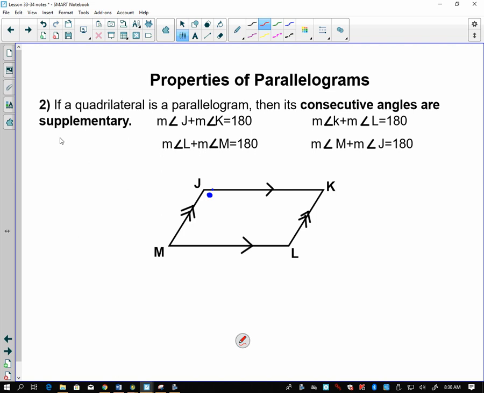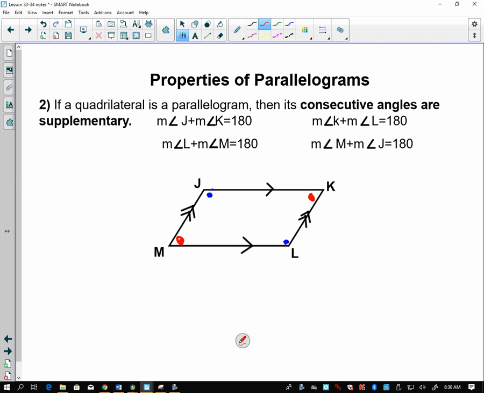Well, let me ask you this question. What angle is opposite to angle J? L. Easy. J and L are opposite. So if it's not opposite, it is consecutive. Is angle K opposite to angle J? No. So it is therefore consecutive. What else is consecutive to angle J? Angle M. So in a quadrilateral, an angle will have 2 consecutive angles to it.